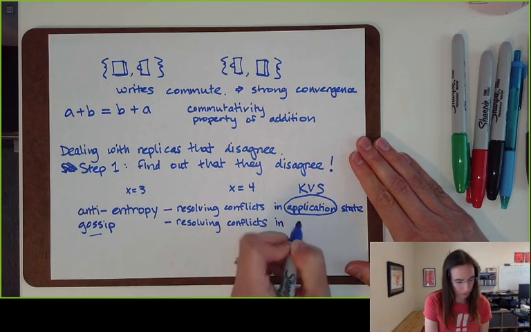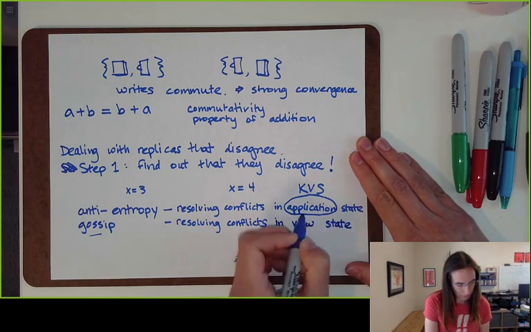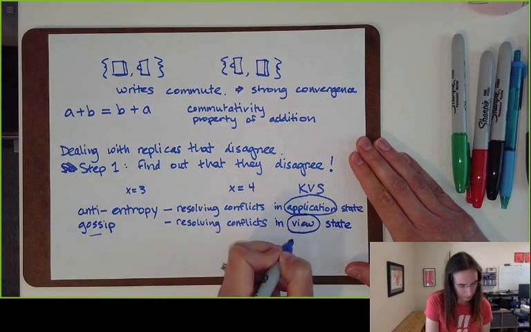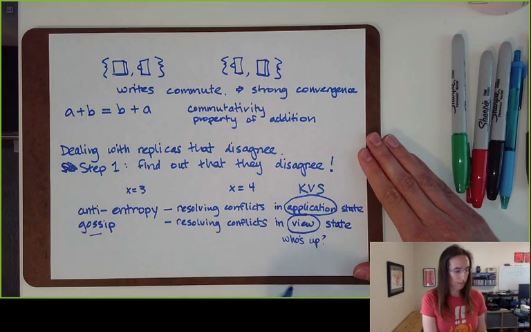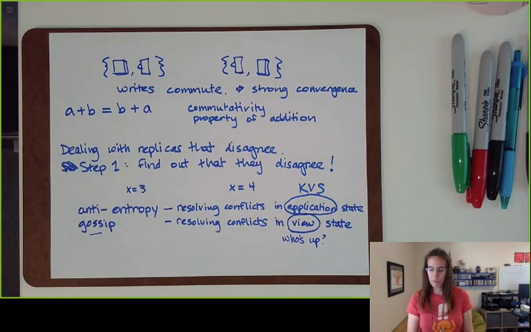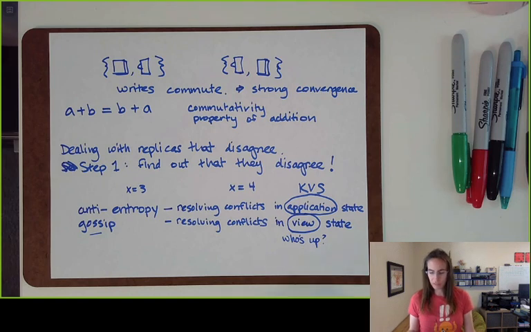So you could call this view state. And view means who's up. In Dynamo, this is done via this mechanism called gossip. And the current view of membership is only eventually consistent, just like the data is only eventually consistent. So once per second, there's this gossip thing, where a node contacts another node to say, hey, what's your view of who's up and running? And gradually they all figure it out.